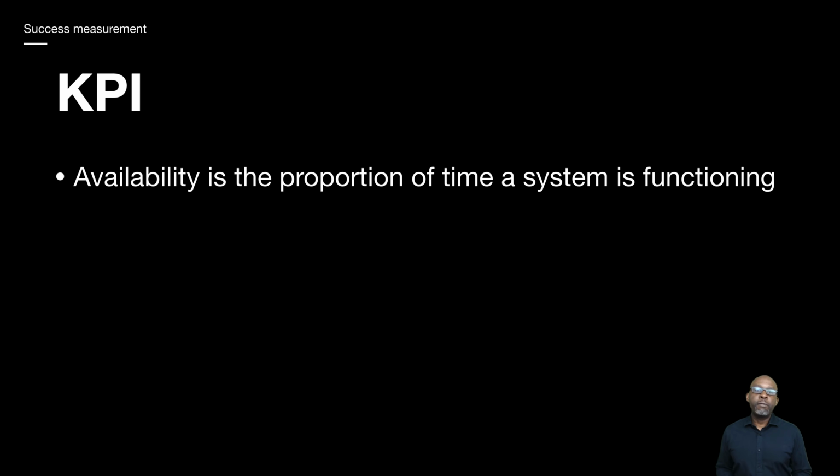The first performance indicator is availability. Availability relates to the proportion of time that a system is properly functioning, and clearly this has an impact on the end user experience and our ability to deliver services to our customers.